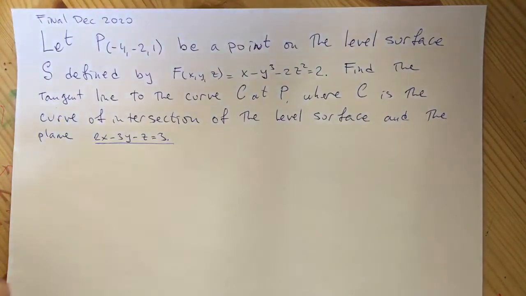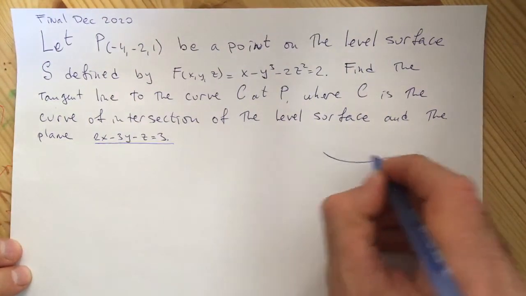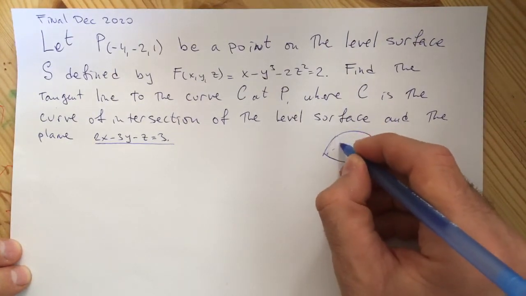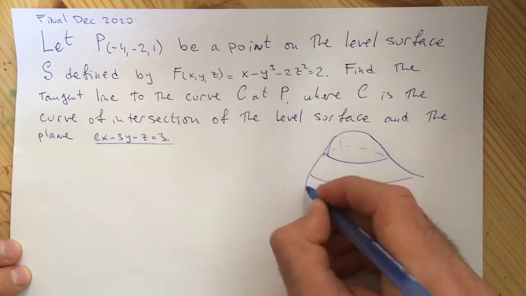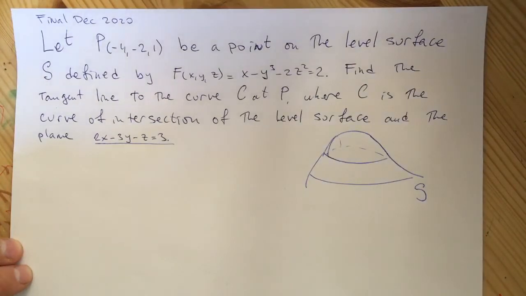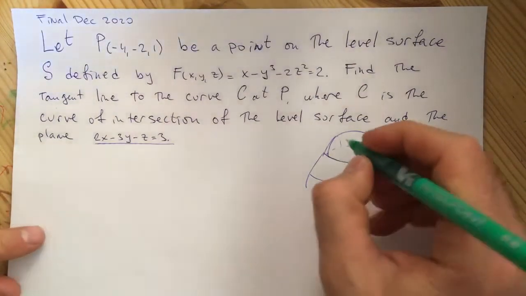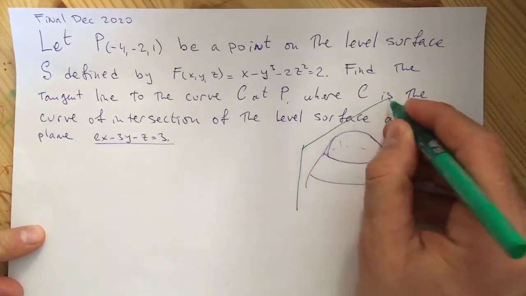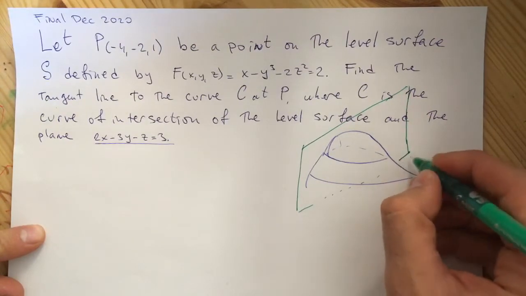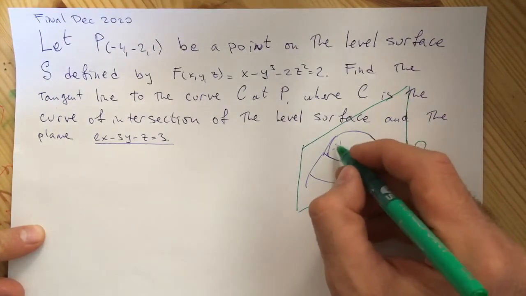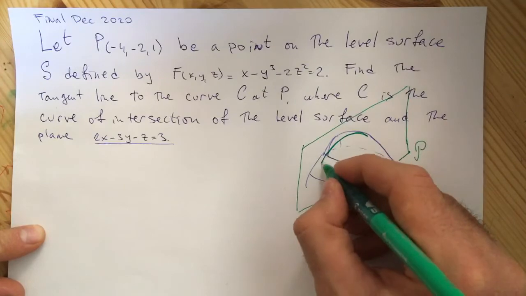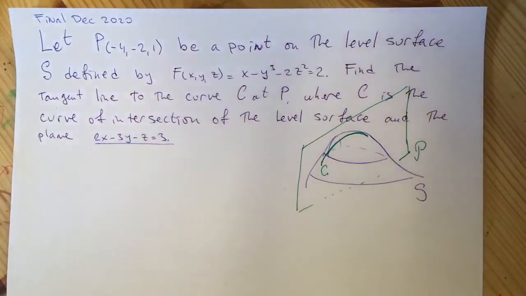So what do we have? If you have some kind of surface, let's call this surface S, and then we intersect this surface by some plane, let's call this plane P. The intersection is going to be some curve, and that curve is given as C. So what can we do?